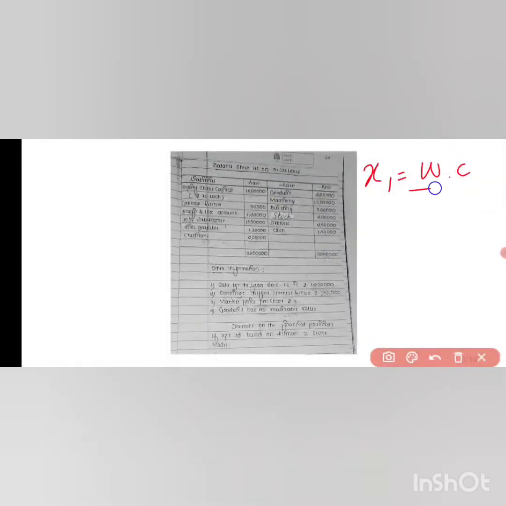So first we have to calculate x1. What is x1? What is the formula of it? Working capital divided by total asset. Okay, this is our formula of x1. So what is the working capital? How do we have to calculate it? Working capital we just discussed, current assets minus current liabilities, right?